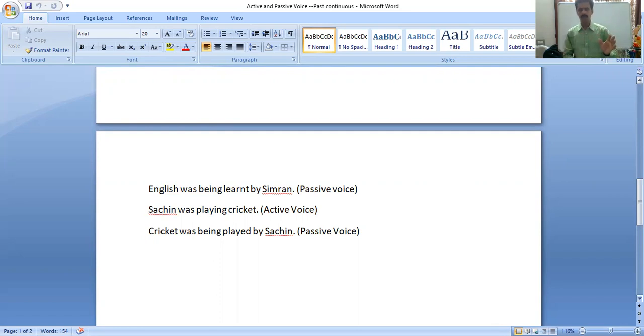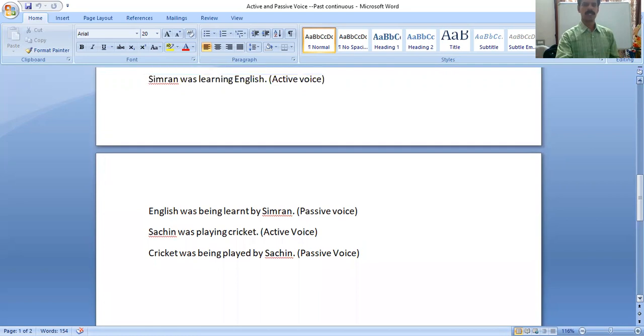Simran was, here being is given. This being, what you have to do is remove the be and add ing to learn. So Simran was learning English. Simran was learning English is the answer. Yes, expected answer. You can see above it is there. Just from the passive form to active, we convert.